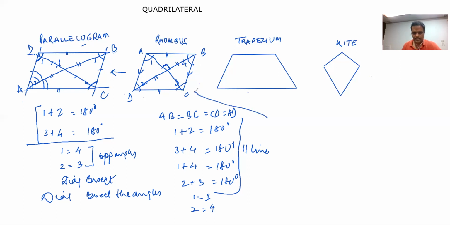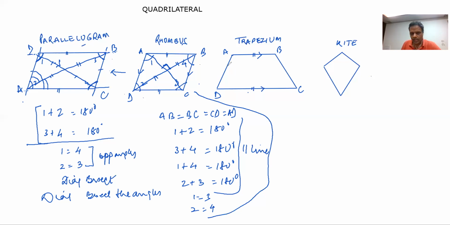Now let's discuss the trapezium. What is a trapezium? A trapezium is different from these two in that only two opposite lines are parallel to each other. So again, A, B, C, D. Only the two lines AB and CD are parallel to each other. The other two sides are not parallel to each other, right?